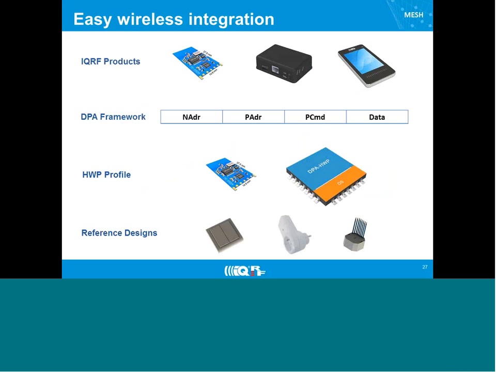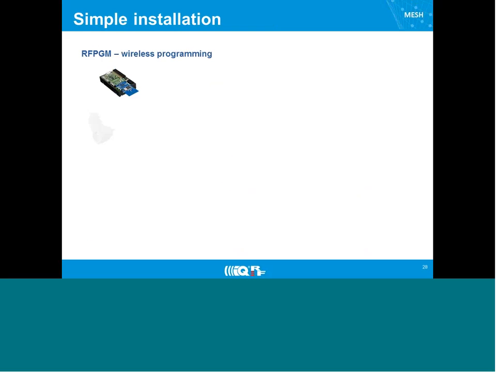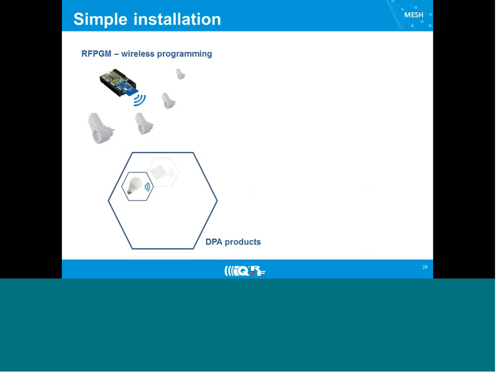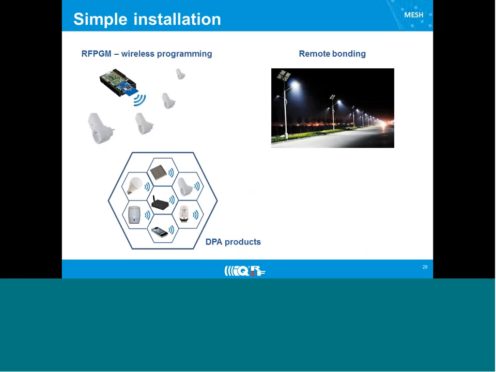Another thing that we provide is the reference designs. I will go into more detail later on, but basically we provide complete manufacturing documentation for about eight devices, and this helps you again to shorten the time to make your product wireless. So we give you some guidelines on how to do that. The simple installation and wireless programming is the most effective, I would say, because also for manufacturing, you can do the wireless programming immediately. You have the DPA products that talk to each other. You have the remote bonding, and we can also help you with custom development.